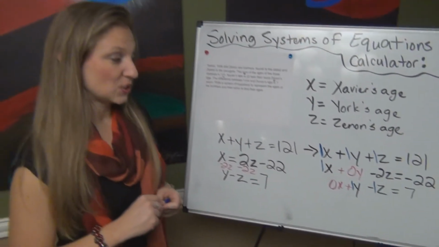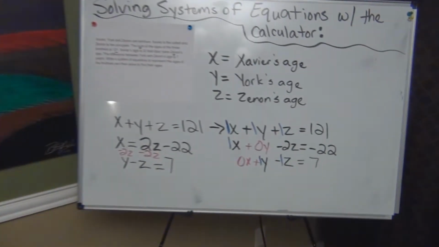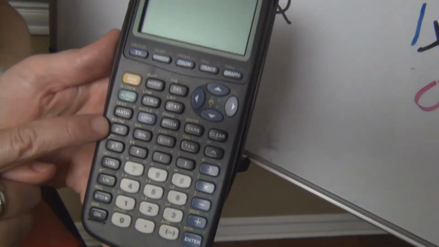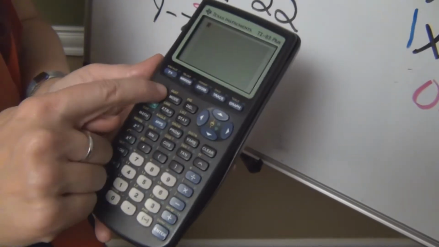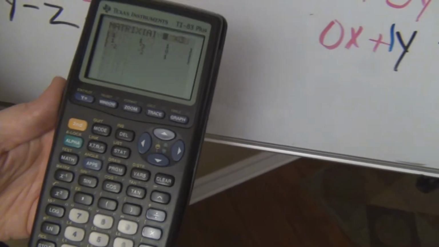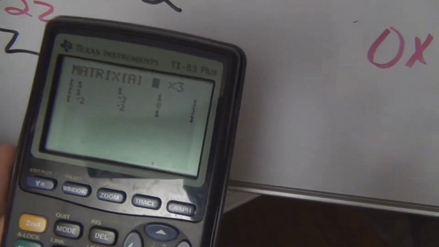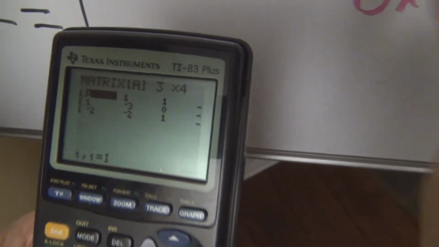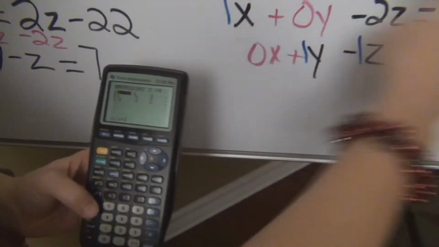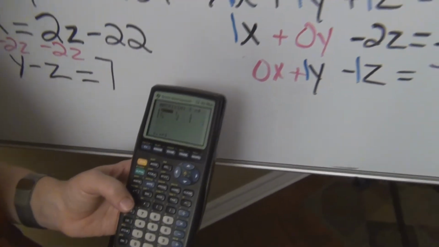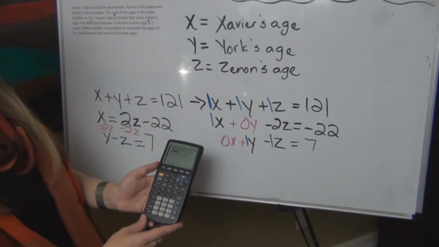Now we're all set up, ready to put it into our matrices. You'll find the matrix button as the fourth button down. You'll hit second matrix. And we want to go over to edit and enter on matrix A. We're going to set up a 3 by 4 matrix because we have 3 rows, 1, 2, 3 rows, and 1, 2, 3, 4 columns of numbers. So that's why we're setting up a 3 by 4.